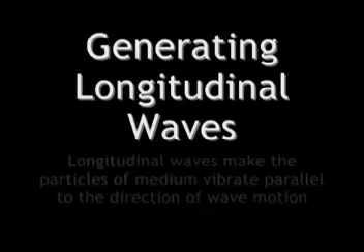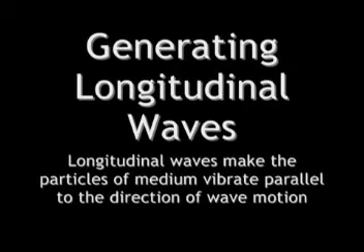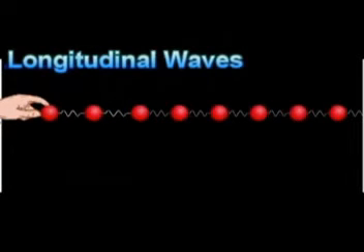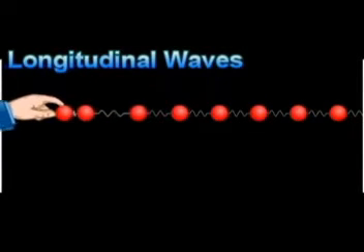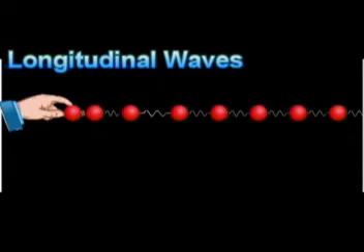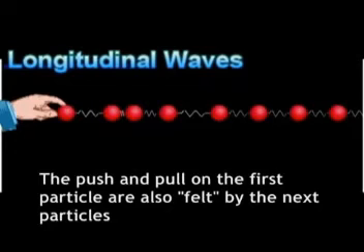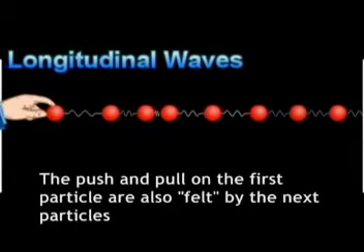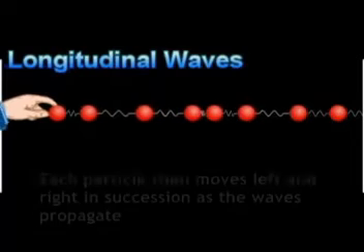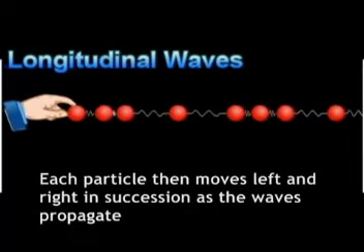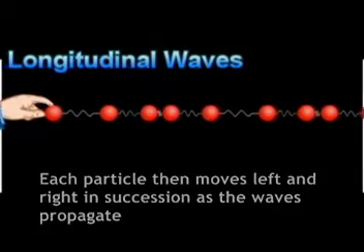Now let us consider longitudinal waves. They are waves that make the particles of the medium vibrate parallel to the direction of wave motion. When you pull and push alternately one end of the medium, the first particle of the medium moves left and right from its original position. The push and pull on the first particle are also felt by the next particles through the spring linking them. Each particle then moves left and right in succession as the waves propagate.